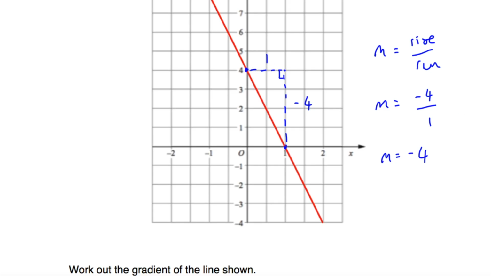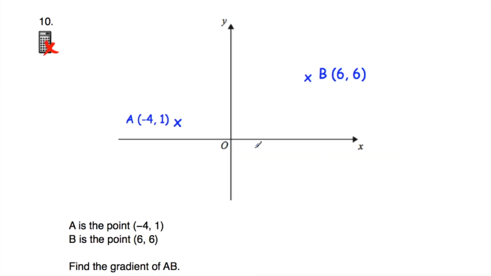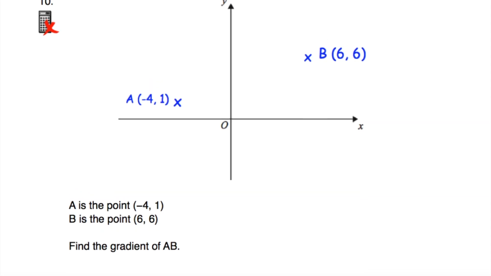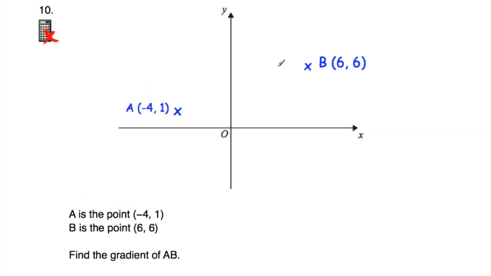Okay, let's look at our next question. Question number 10, we've got the sketch, the x and y axes, the point A, which has coordinates (-4, 1), and the point B with coordinates (6, 6). The question says find the gradient of AB. So we want to find the gradient of the line joining A and B.